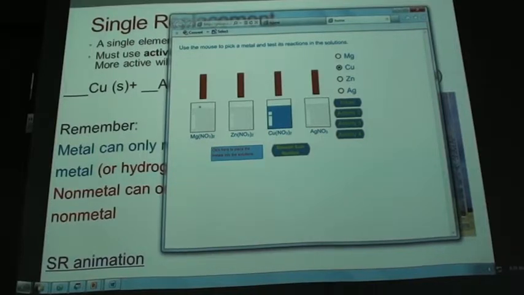All right, so what I'm asking, is copper higher on the activity series than magnesium? Is copper higher on the activity series than zinc? Is copper higher on the activity series than copper? No, that would be silly, they're the same. Is copper higher on the activity series than silver? Have you made your predictions? Okay.